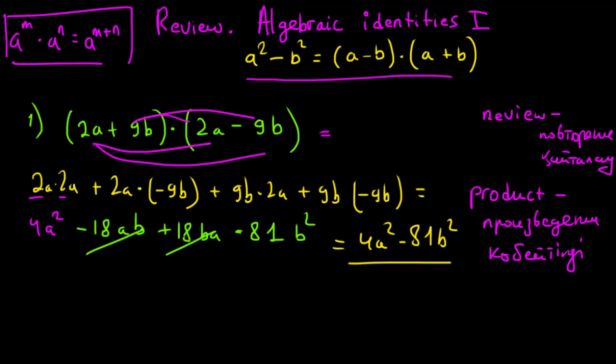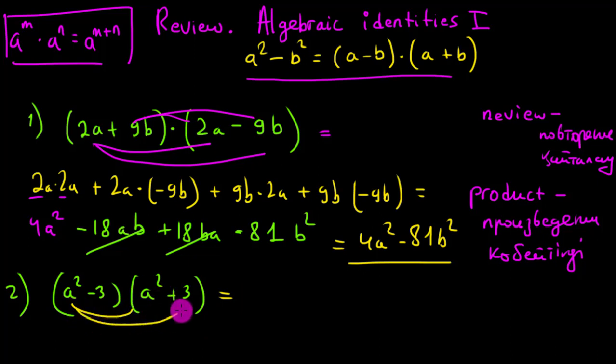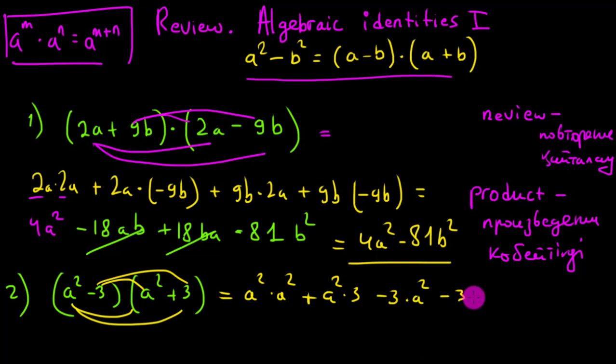Okay, second one, let's solve the second one, which is a squared minus 3 times a squared plus 3. Okay, what will you get here? As usual, you will multiply a squared to a squared, a squared to 3, minus 3 to a squared, and then minus 3 to 3.